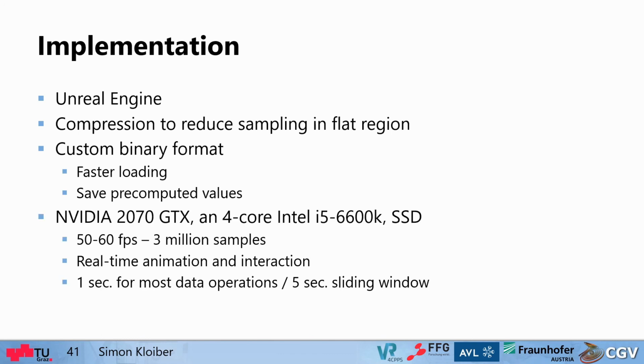On our test system, with a state-of-the-art GPU but an older CPU and an SSD, we can achieve 50 to 60 frames per second with 3 million data points. The animations and interactions run in real time, and most data operations like sorting, filtering, or changing the displayed data take less than 1 second to complete. Only the sliding window search can take up to 5 seconds.